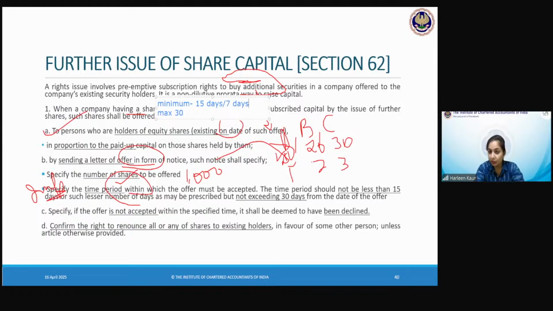So what you have to learn, I will show you in the module right now, and I will tell you how you have to write the answer in the examination, how you will specify. You will specify the time limit shall be 15 days to maximum 30 days.